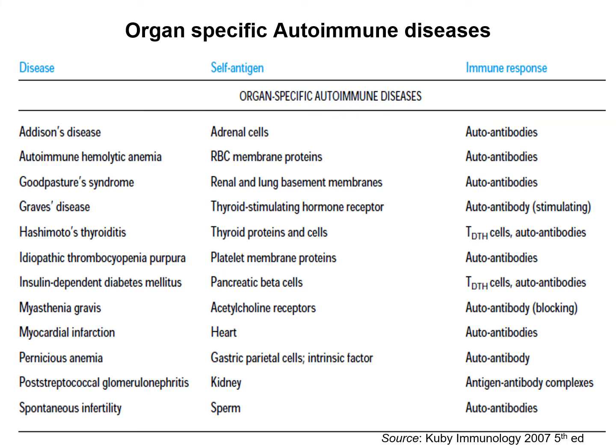Right, so we have here many examples of autoimmune diseases that are organ specific. For example, Addison's disease affects the adrenal cells, autoimmune hemolytic anemia, usually the RBC membrane proteins, Goodpasture syndrome, the renal and lung basement membranes, and so on. So please try to remember the different organs or tissues that are affected by the different autoantibodies in certain diseases.